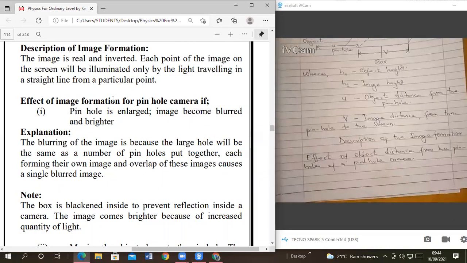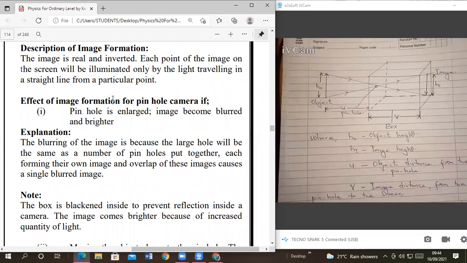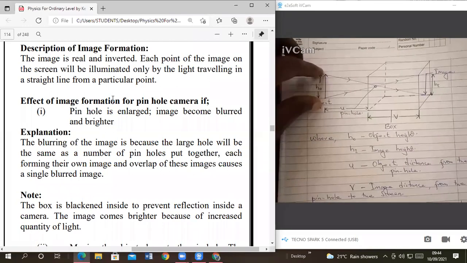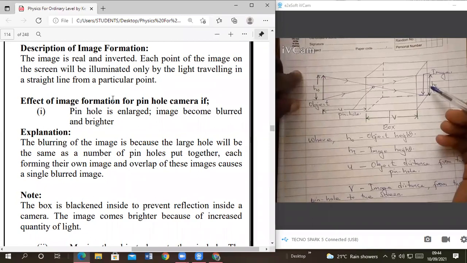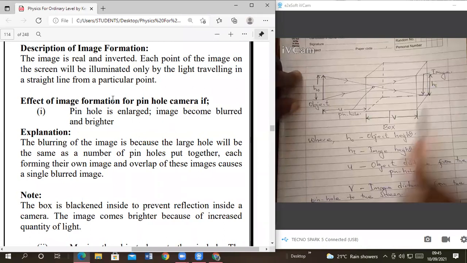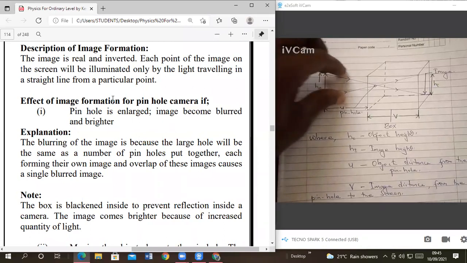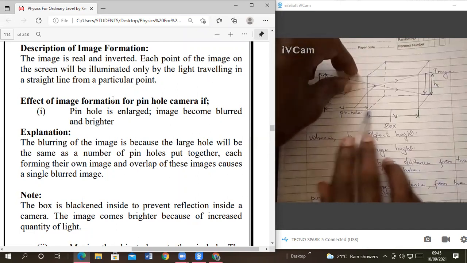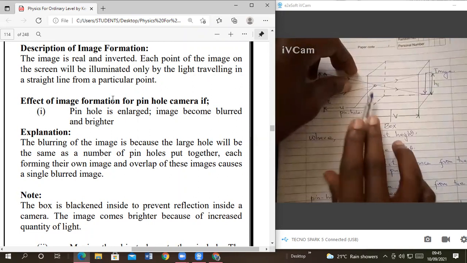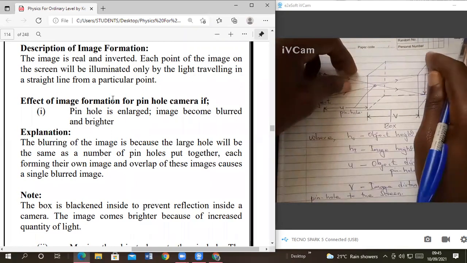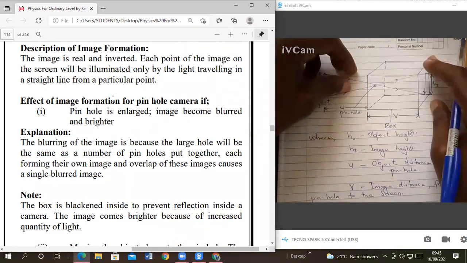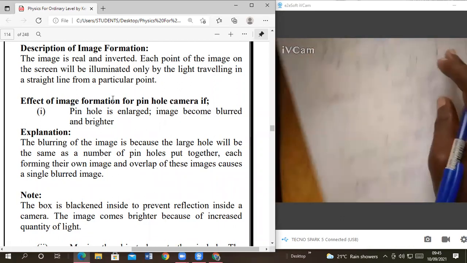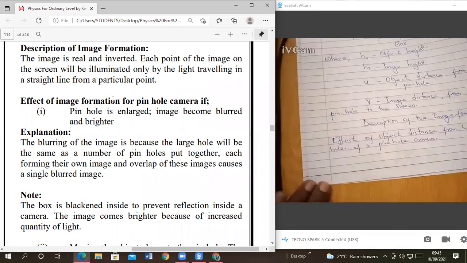Members, if you remember, when I was explaining this, I said if the object is far away from the pinhole, what will happen to the image? The image formed will be diminished, smaller than the object, right? But if you bring the object closer to the pinhole, which means you are reducing this distance, the image formed here will be bigger, magnified. Okay? You write it.